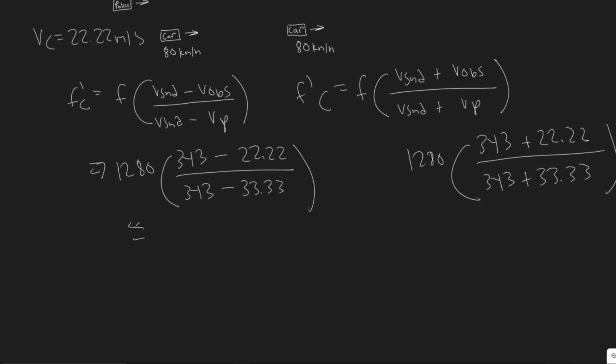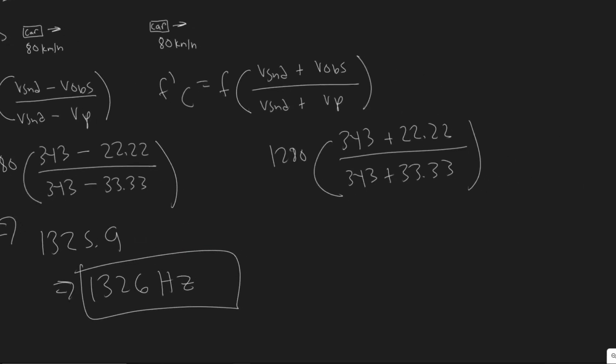So 343 minus 22.22 divided by 343 minus 33.33 times 1280. You will get 1325.9. So we'll just say 1326 hertz.